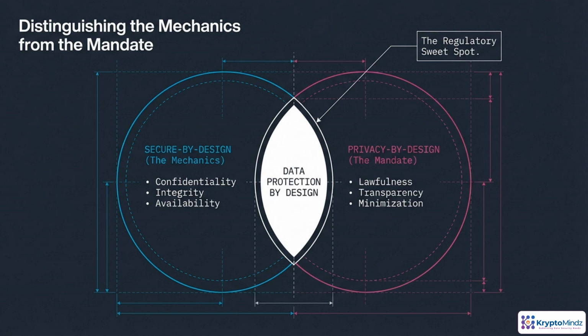You can think of Secure by Design as the mechanics, engineering systems so data stays confidential, accurate, and reliably available. Privacy by Design is the mandate layer. Regulators care that data use is lawful, transparent, and minimized. Where those meet, you get data protection by design, the regulatory sweet spot. Our aim in this course is to consistently operate in that overlap, so technical controls directly support legal duties and accountability.